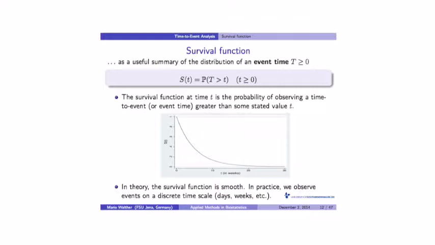So in theory, the survival function is a smooth function, but in practice, you observe events on a discrete time scale, for instance, days, weeks, or years. So it could be expected that this is an ideal form of the survival function, but if you consider data, then you wouldn't get such an ideal form. How the survival function looks, we will see later when we consider data.